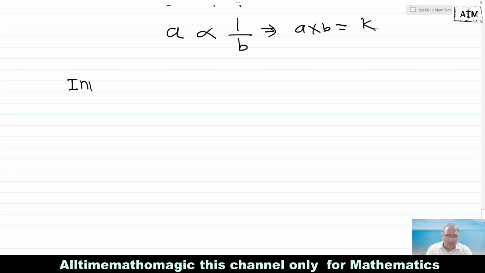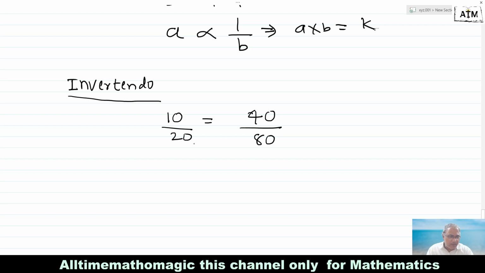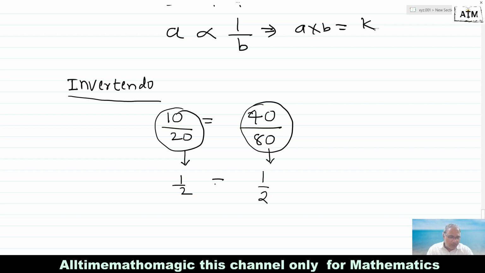Now next one is invertendo. To understand invertendo, let us consider one example. 10 divided by 20 equals 40 divided by 80. Now 10 divided by 20, this ratio is equal to 1 by 2, and 40 divided by 80 is also equal to 1 by 2.